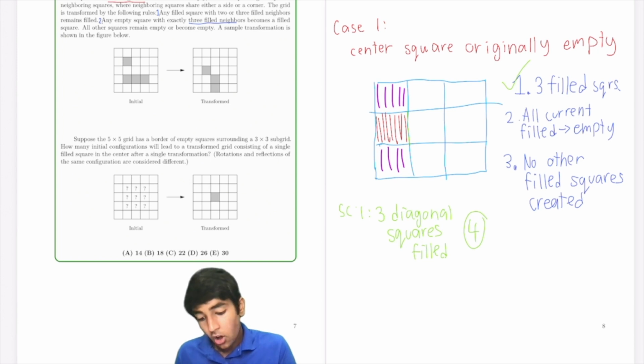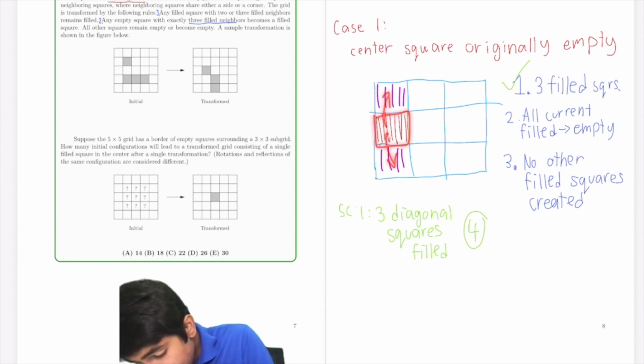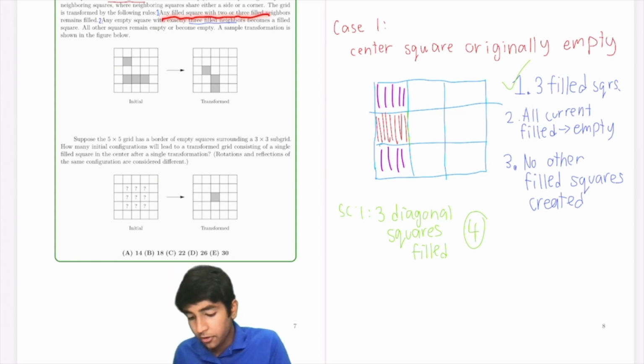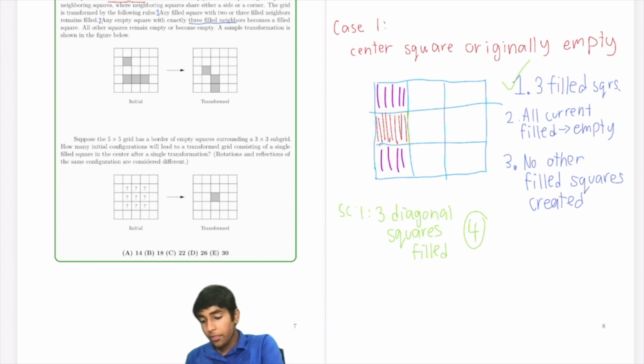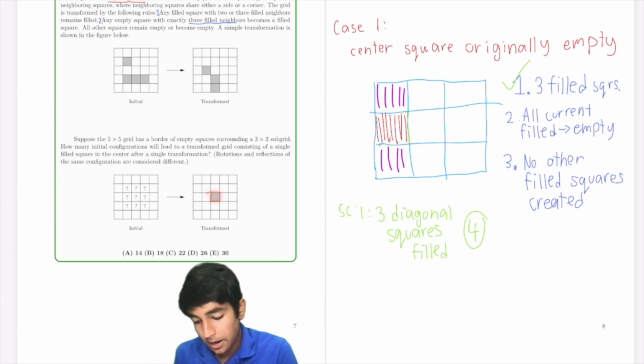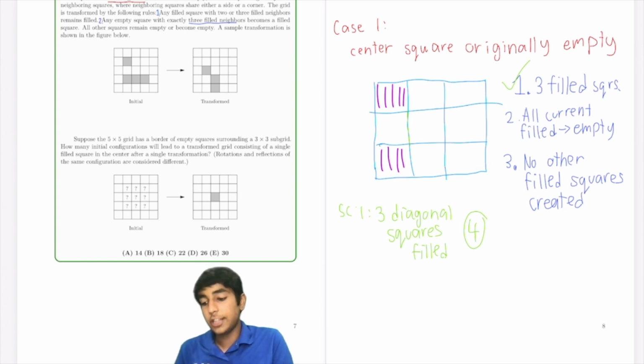And the second condition, all currently filled squares become empty. Is that true? Well, notice here how this square is adjacent to two filled squares. So by the condition, any filled square with two or three filled neighbors remains filled. So this square has two filled neighbors, so it's going to remain filled. But that's bad, right? We only want the center square to remain filled at the end. So this case doesn't work. So we cannot have the edge there.